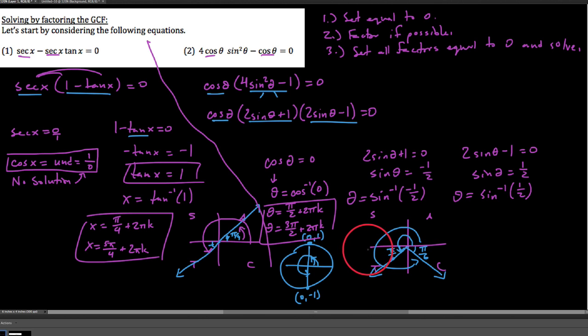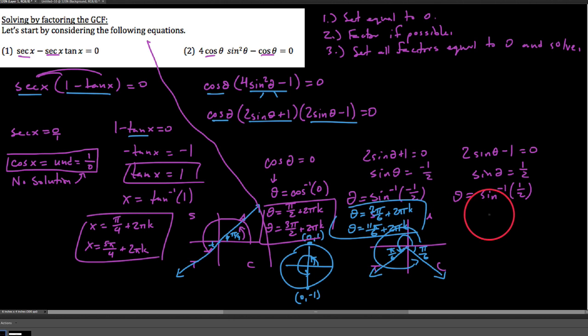And so we'd say pi 6 past pi, that would be theta is 7 pi 6th plus 2 pi k. And then also that we are a pi 6 short of 2 pi, so 12 pi 6 minus 1 pi 6 is 11 pi 6th here. So we have 11 pi 6 plus 2 pi k. So there are solutions there.